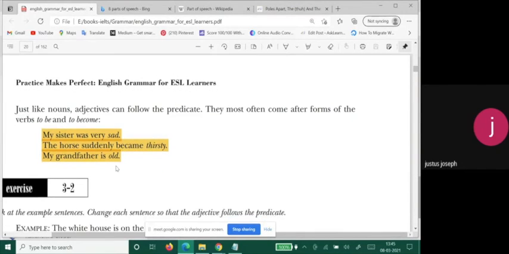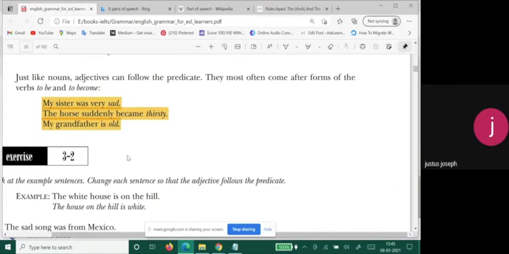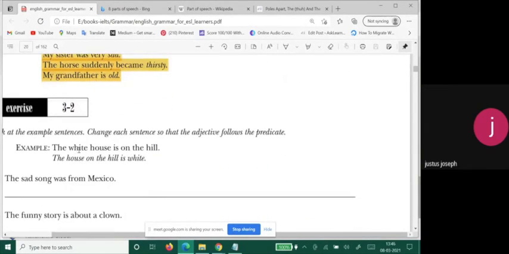My grandfather is old. You're describing your grandfather like that. Okay. Now we'll do some exercises like that. The White House is on the hill. House is the noun. How did you describe this noun? You described it by saying white. So white is what? An adjective.